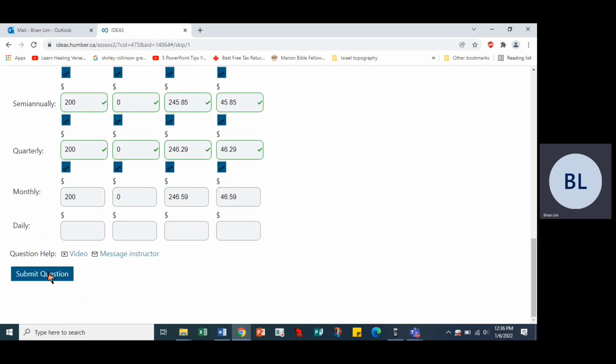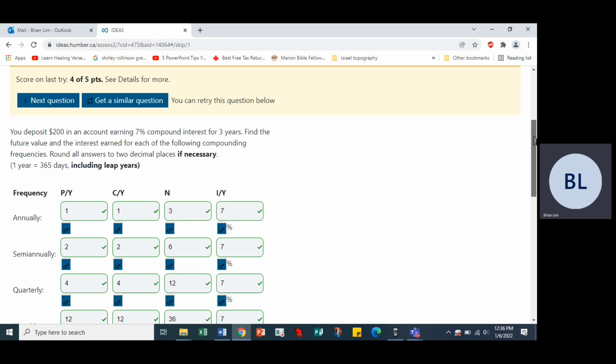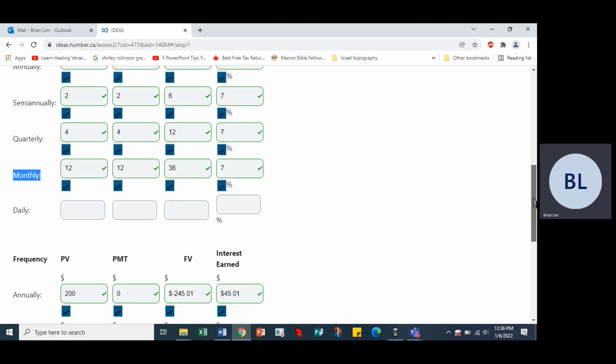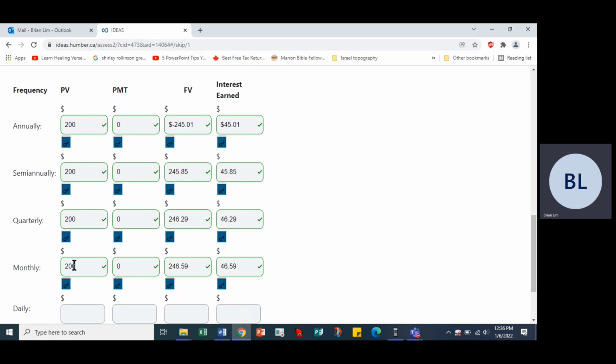And we can submit the question. We are on monthly. Okay, so that's the one we're checking. And there we are. It's correct. 12, 12, 36, 7. 7 is the interest. And then 200, payment is 0, future value is correct, 246.59, and the interest earned is 46.59.